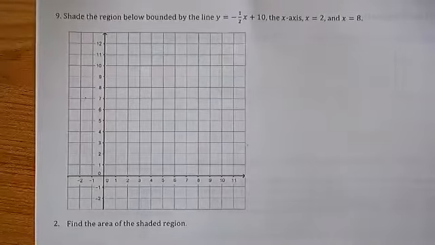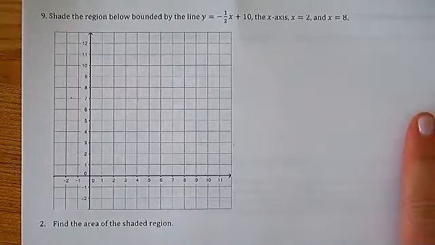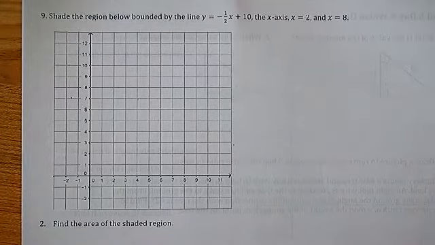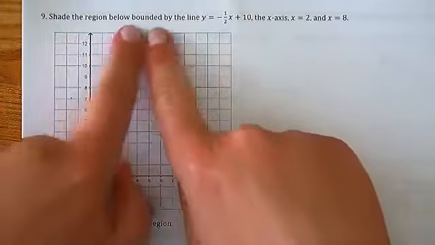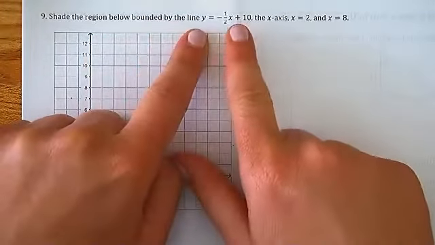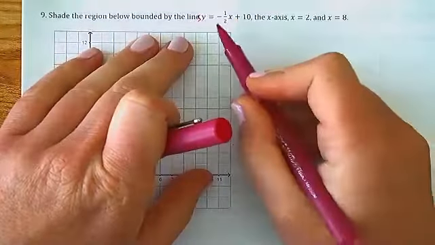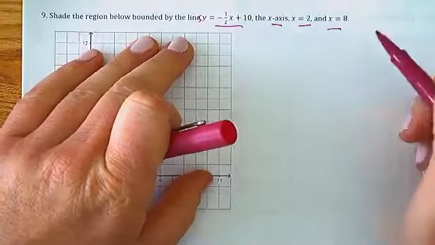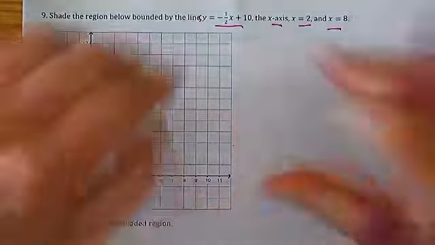The last thing we are going to do is number 9, and then we are completely done with Mod 5 Part 1. Oh, so it says shade the region bounded by the lines. That should actually be plural. So there's 1, 2, 3, 4 different lines that we are going to draw. So here is the first line.